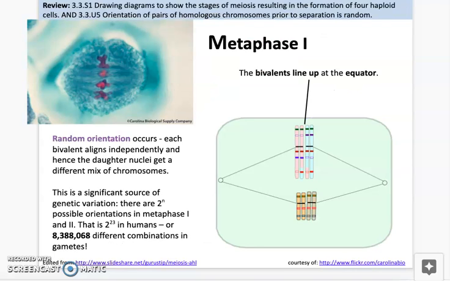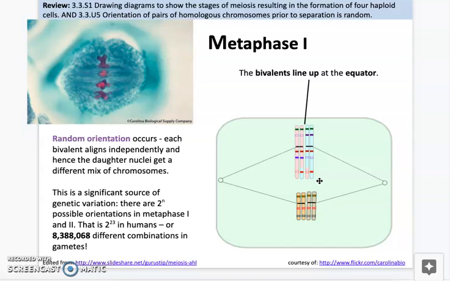This is somewhat of a review of 3.3, but remember, since you're in HL, you are being held to a higher standard, and you're trying to know all of these details very well, so let's review it again. You've got the lining up of the homologous chromosomes, which we call the bivalent, right? And this lining up occurs during the process of synapsis. That is the lining up. Synapsis is the lining up, okay?